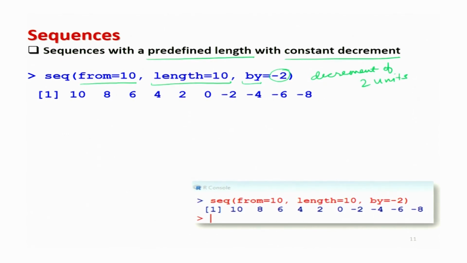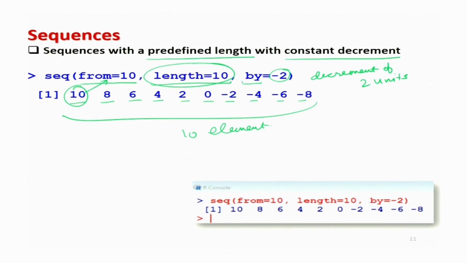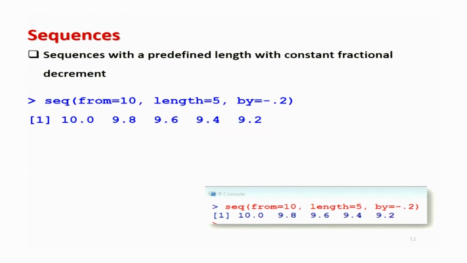So this is going to give you a sequence like 10, 8, 6, 4, 2, 0, minus 2, minus 4, minus 6, minus 8, and you can see these are the 10 elements. This 10 corresponds to from, and the number of elements corresponds to length is equal to 10, and the difference between two consecutive terms is 2 units, and they are decreasing. So this is by is equal to minus 2. Now you can see it is not a very difficult thing.